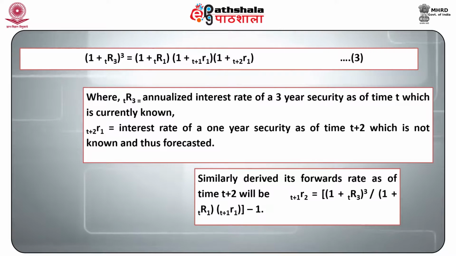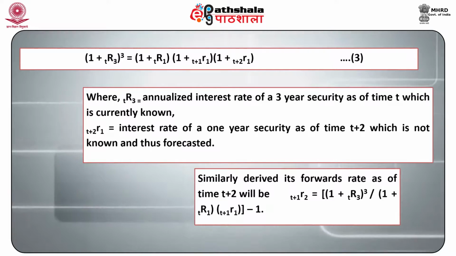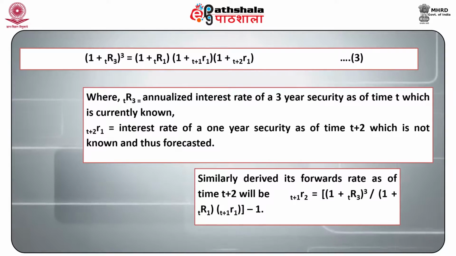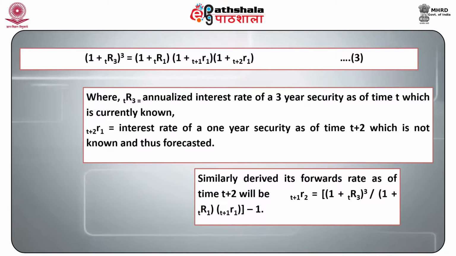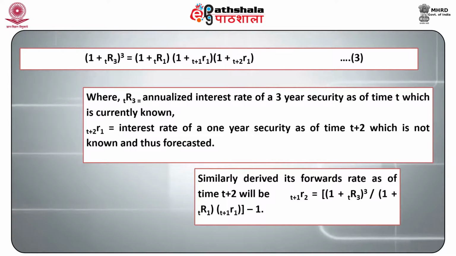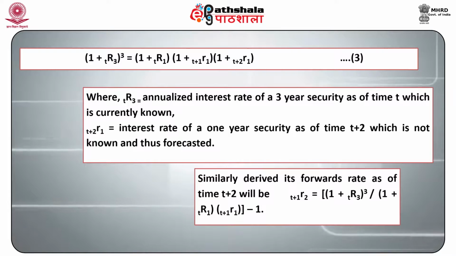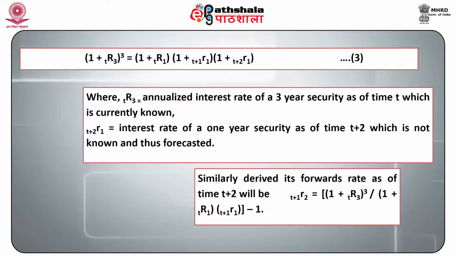(1 + tR3)^3 = (1 + tR1)(1 + t+1R1)(1 + t+2R1), equation 3, where tR3 is the annualized interest rate of a 3-year security as of time t, which is currently known. t+2R1 is the interest rate of a 1-year security as of time t+2, which is not known and thus forecasted. Similarly, the derived forward rate as of time t+2 will be t+1R2 = (1 + tR3)^3 / ((1 + tR1)(1 + t+1R1)) - 1.